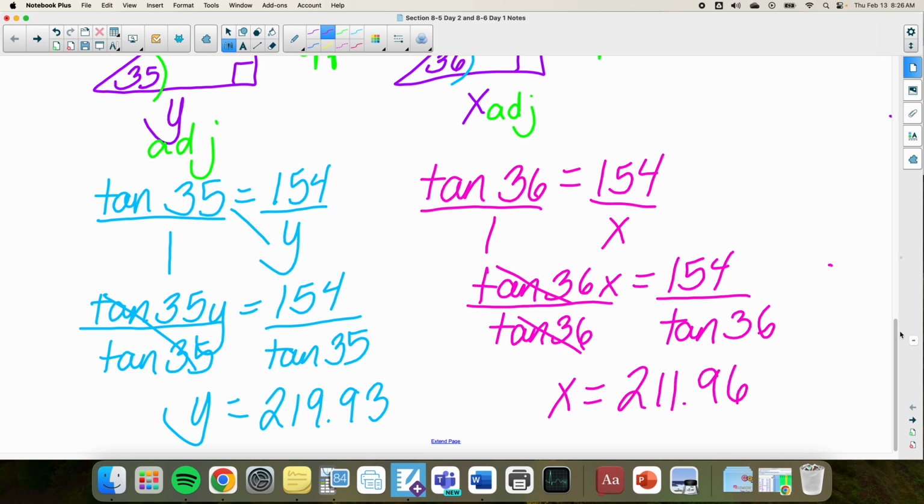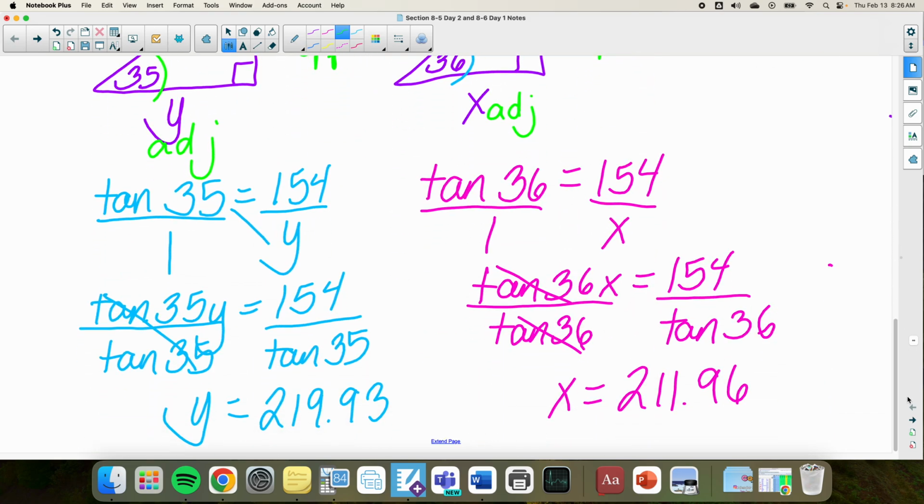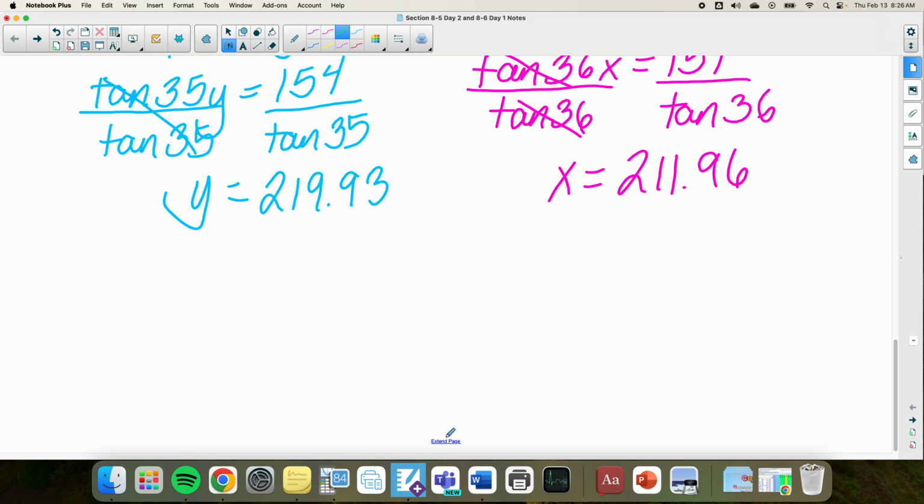All right. Then for my very last step, remember what we want to do is find this little distance, so we're going to subtract our two distances on the bottom. Even if you didn't pay attention to which one is which, you would always just take the biggest one and subtract the smallest one. So our z would be 219.93 minus 211.96.